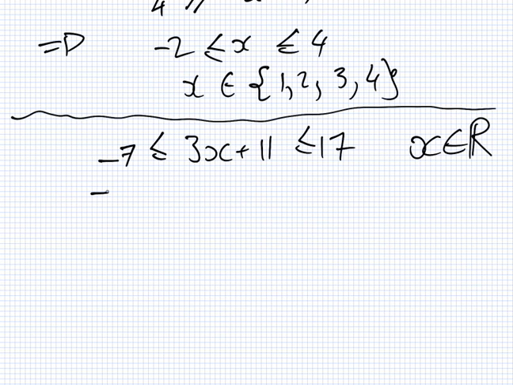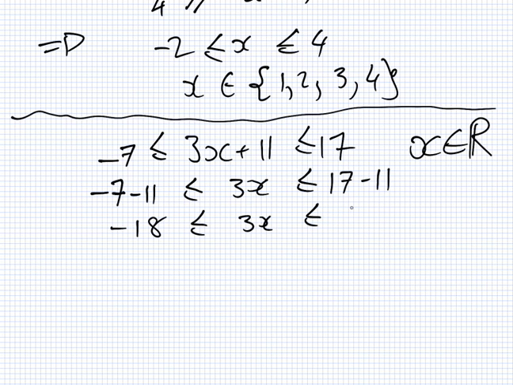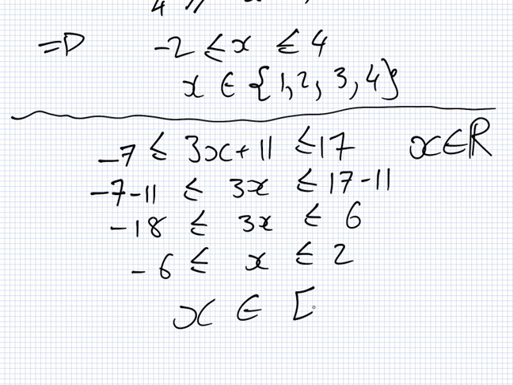Okay, so we'll have -7 minus 11, and then 3x, and then 17 minus 11. So that's -18, 3x, and 6, so that's -6, x, and 2. So there you go, x must be between -6 and 2, including both and everything in between, because it's a real number. So much easier to do these when we know that x is a real number.